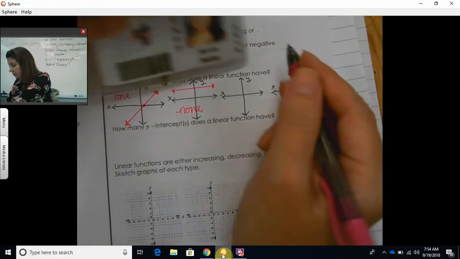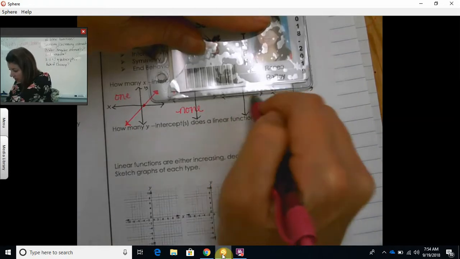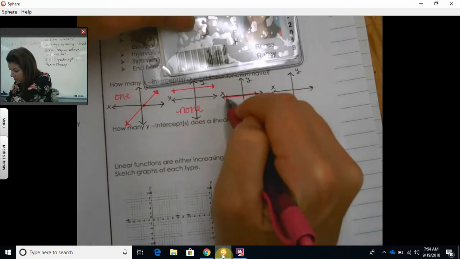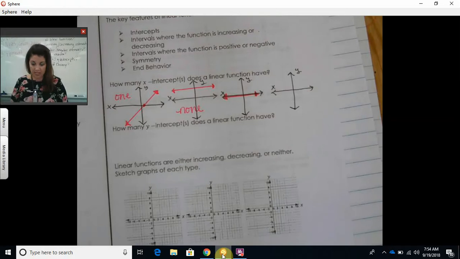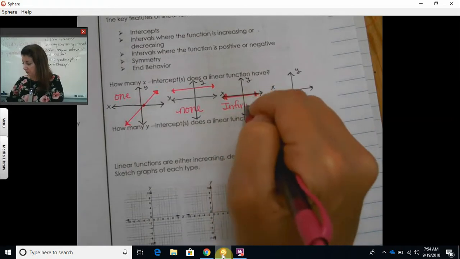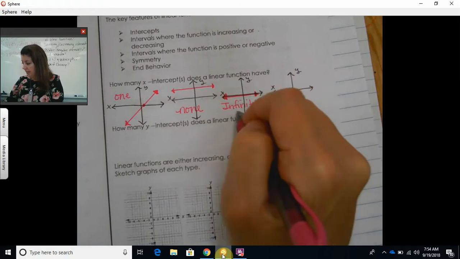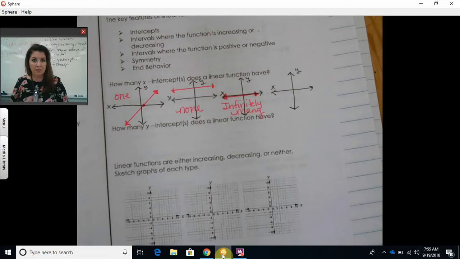How about this crazy one? This line is actually on the x-axis. So how many intercepts would I say it has? Somebody was saying it. Infinitely many, right? The line is the x-axis, so it has an infinite number of x-intercepts.